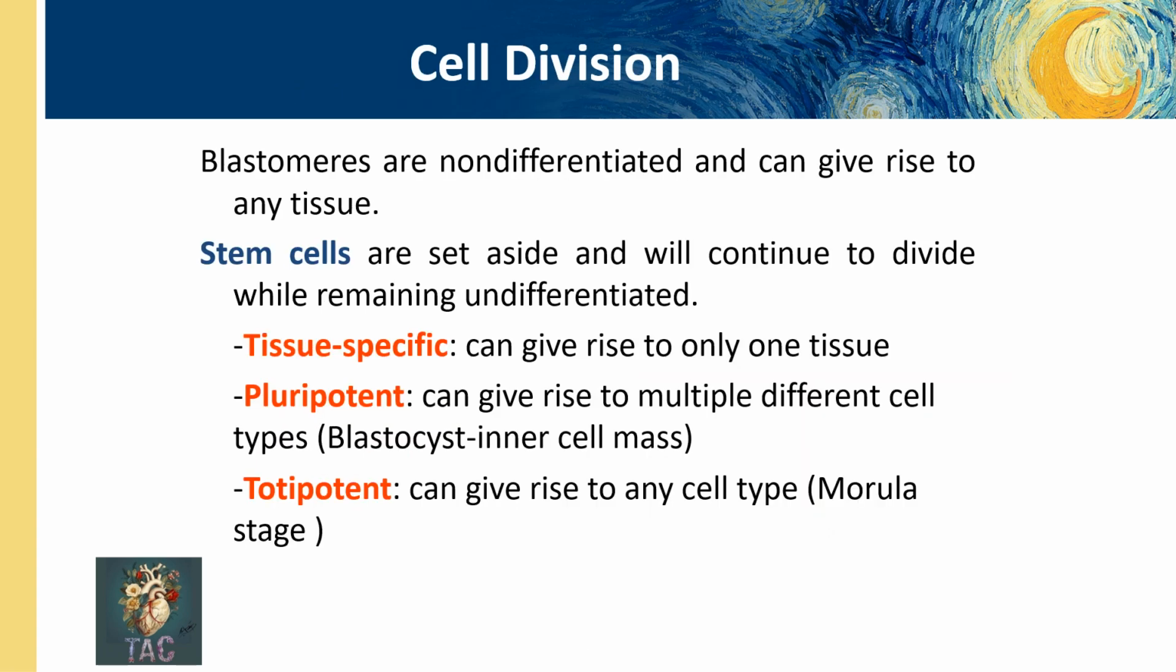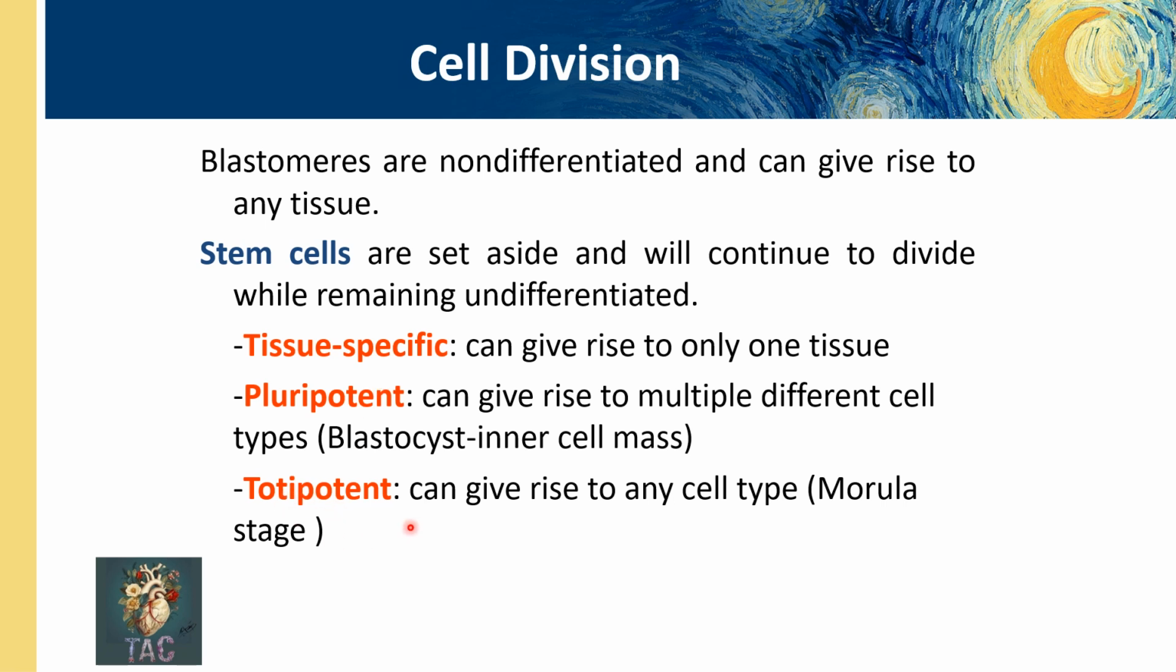So there are certain definitions you must understand. The blastomeres are non-differentiated cells and can give rise to any tissue. The stem cells are set aside and will continue to divide while remaining undifferentiated. Tissue specific means that it can give rise to only one tissue. Pluripotent means it can give rise to multiple different cell types. So the blastocystic inner cell mass cells are actually pluripotent cells.